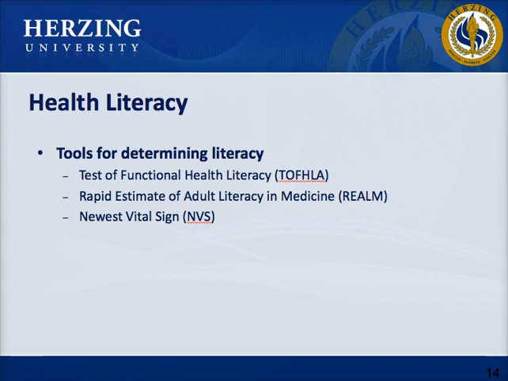There are certain tools for determining literacy. The first one is the test of functional health literacy. The second one is the rapid estimate of adult literacy in medicine. And then the last one is called the newest vital sign. The newest vital sign is very easy to use.